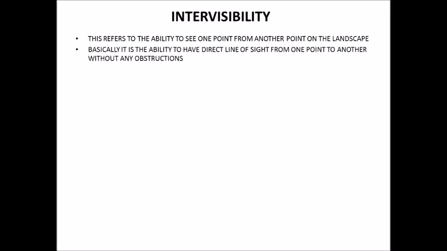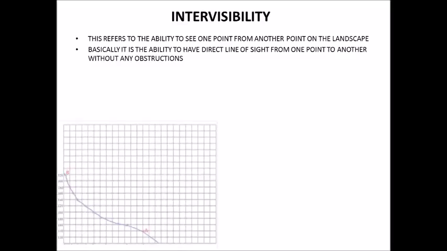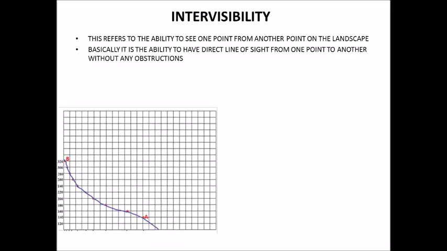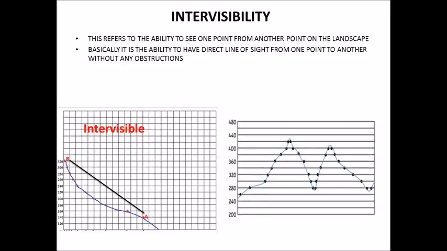We are going to look at intervisibility. What is intervisibility? Intervisibility refers to the ability to see one point from another point on the landscape. Basically, it's having a direct line of sight from one point to another. For example, using this cross section, we are going to see if point B is visible from point A. We say that it's visible, so it's intervisible. Using the next cross section, we are going to see if point B is visible from point A. We draw a line across. We see that there's an obstruction. It means that it's not intervisible. That's what intervisibility is. Thank you.